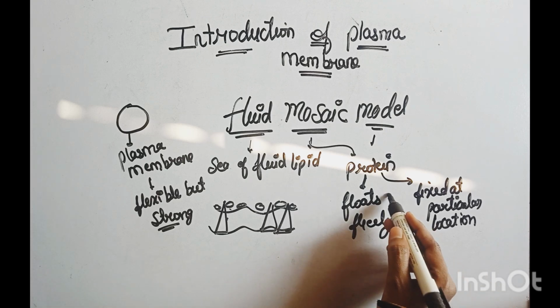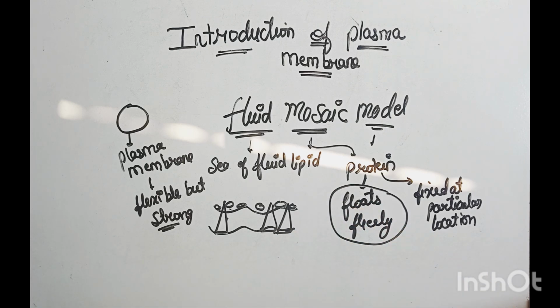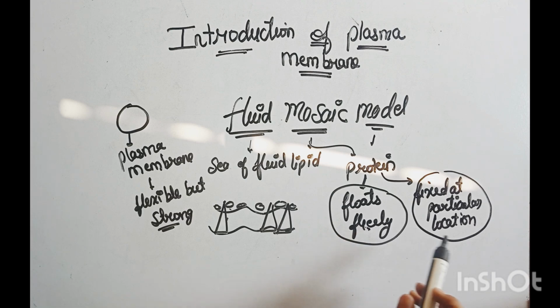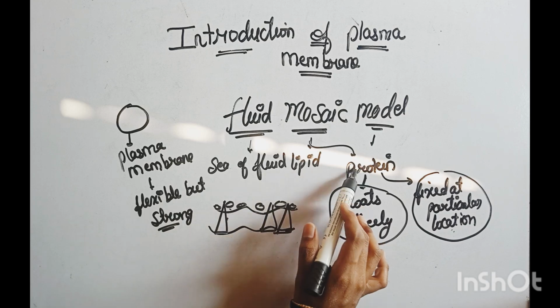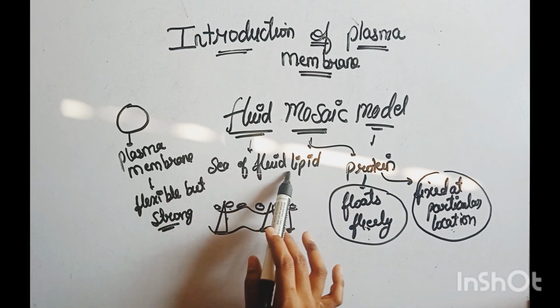So there are some proteins which float freely, like icebergs floating freely above the sea, and there are other proteins which are fixed at particular locations, like an island surrounded only by water. So they float freely like icebergs and are fixed at particular positions like islands. Mosaic means protein, and fluid is the sea of fluid lipid.